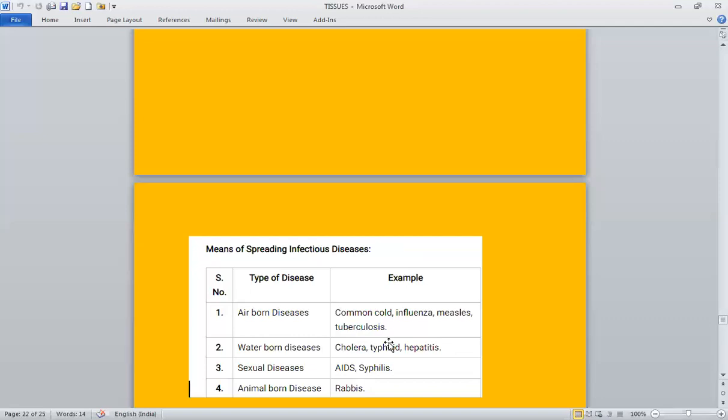Then come the waterborne diseases, or diseases which spread through water. Water is very important for all of us, so it is also a very common means of spreading diseases. If we are not drinking clean water, chances of disease occurrence are very high.